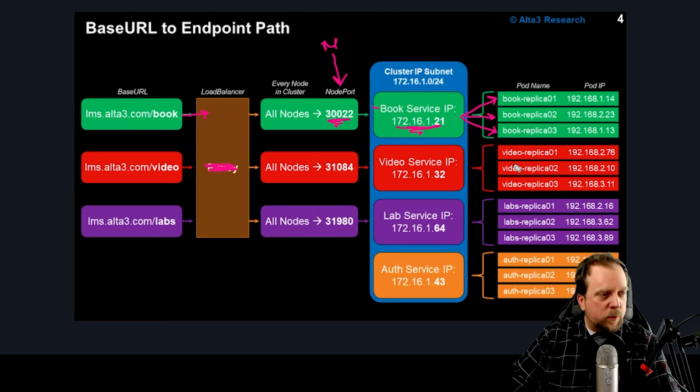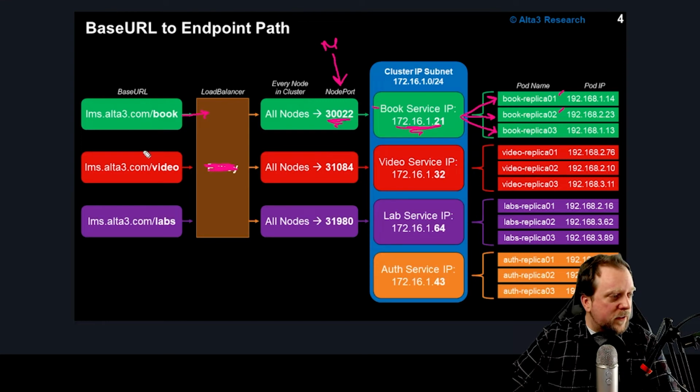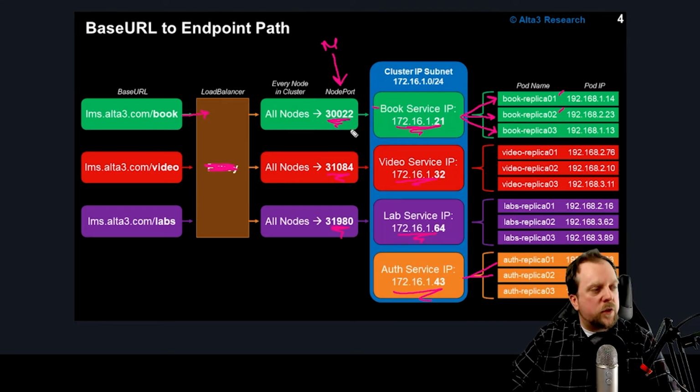So request number 1 goes to book replica 1. Request number 2 goes to book replica 2, etc. Get the idea. And all of these other endpoints, you will notice, have their own cluster IP addresses. And when those cluster IP addresses get hit, they will also be round robined accordingly. Every single one of these services have their own node port, and so those node ports will be different as well.